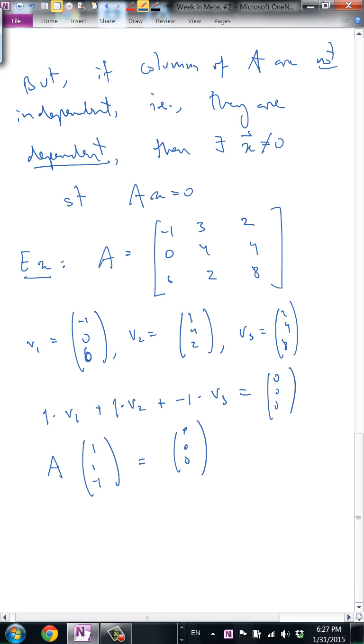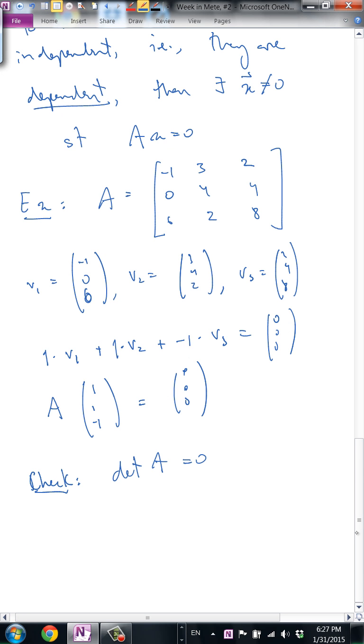So one thing that you can check with MATLAB, or by hand, is that the determinant of A is equal to 0. And this leads us to one very important fact that we mentioned, which is that the determinant of A is equal to 0 if and only if the columns of A are dependent.